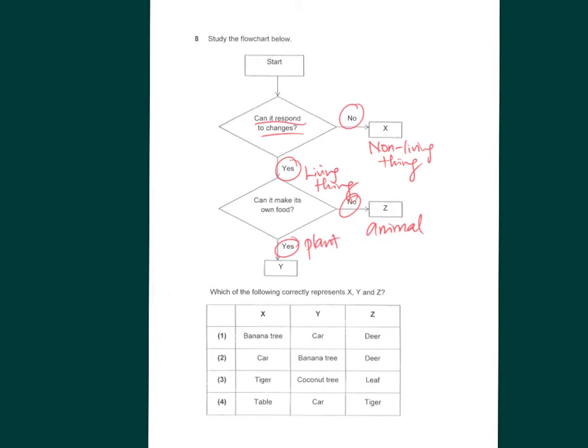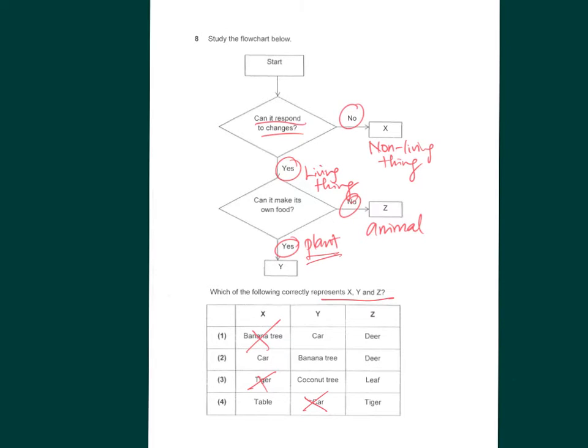So now let's analyze the options. Which of the following correctly represents X, Y, and Z? As we have said, X is a non-living thing. So banana tree is a living thing, no. Tiger, no. So we are left with only option 2 and 4. Option Y, we said that it is a plant. So in this case, we are looking at either the banana tree or car. Since it's a plant, a car is out.